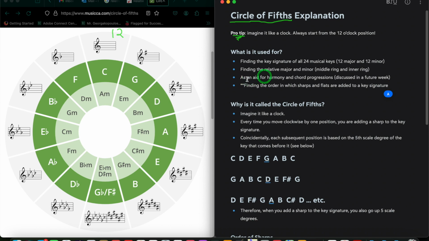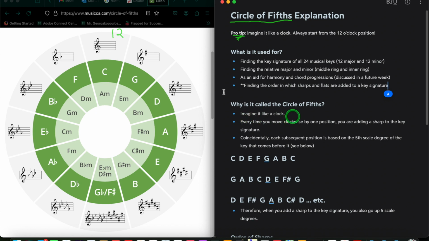It's also used as an aid for harmony and chord progressions, but we'll discuss that in a future week of the course. The most important thing that the circle of fifths is used for is finding the order in which sharps and flats are added to a key signature. I will repeat. It helps you to find the order in which sharps and flats are added to a key signature. And this point actually ties directly into why it's called the circle of fifths. So I'm going to transition there.